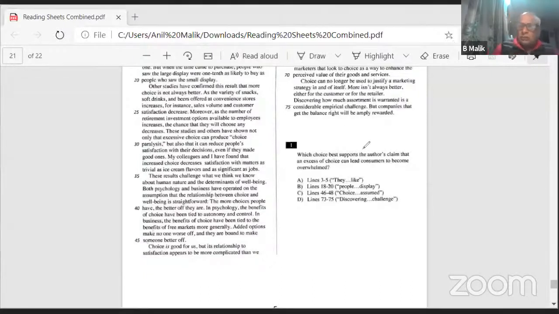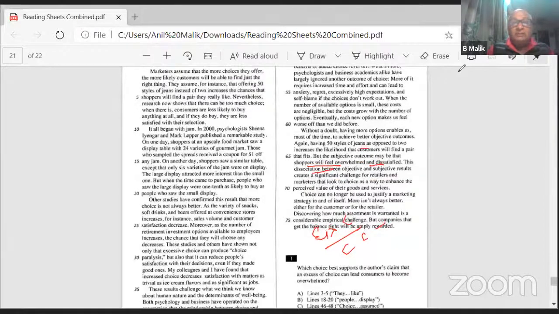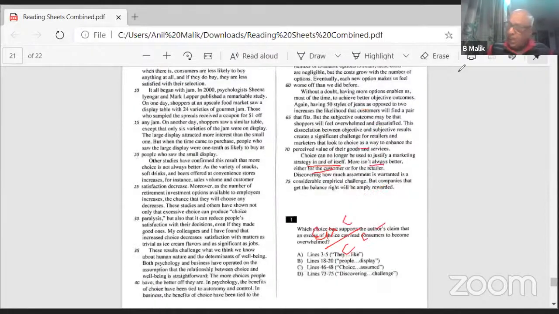I look at this question and I say, what is he asking me? So he's saying an excess of choice, consumer confused, consumer overwhelmed, right? Excess choice, consumer is confused. Now I go and check lines 3 to 5. I read the lines, and I look for a line where the consumer is confused. So what do I see in 3 to 5? They assume, for instance, that offering 50 styles of jeans increases the chances that they will buy it. So he's not confused. He is actually happy. It's the opposite of my answer.